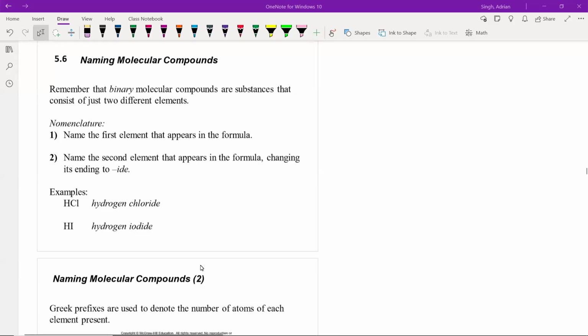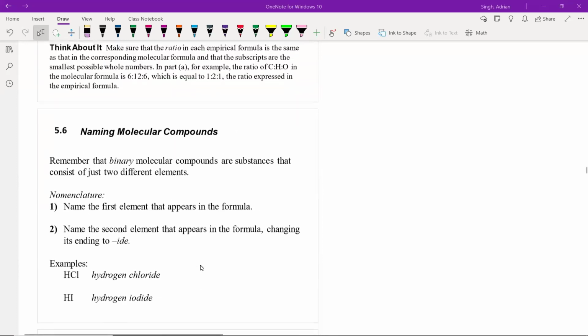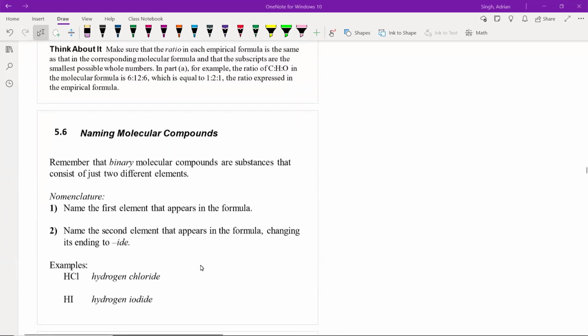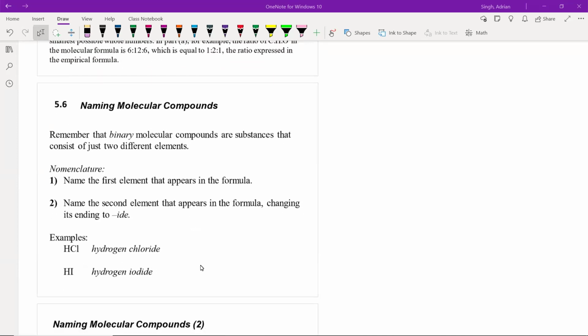Okay, so now that we have an idea of how covalent molecules, covalent compounds form compared to ionic ones, let's now take a look at the nomenclature of covalent compounds or molecular compounds. Okay, so again, nomenclature just means naming these things. So remember, we're looking at very simple cases of molecular compounds, which are binary ones that are just going to be made up of two different elements.